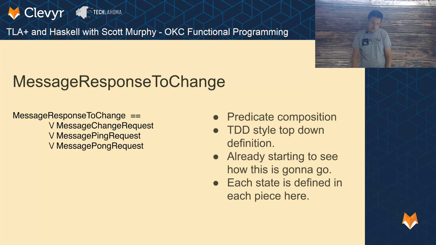Okay, now once I get a change, I might want to do some stuff with that change. In this case, I'm going to have that change request. If the system works in a certain way, I'm going to do a ping request. If it works in a different way, I'm going to do a pong request. You compose those different predicates of this model together so that you have another branching layer for TLA plus.